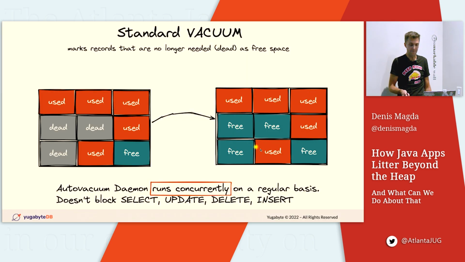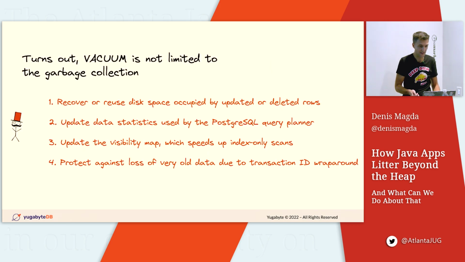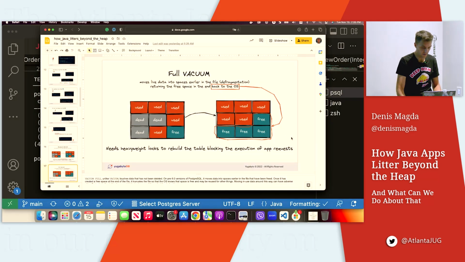So you have used, you have free used, and when you do the full vacuum, the live data is moved closer to the beginning of your pages. And this free space, if needed, can be returned to your operating system so that other processes and applications can use this space on disk as an option. So let's run this command. Let's do the vacuum.